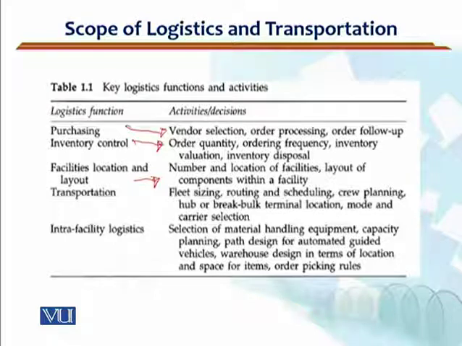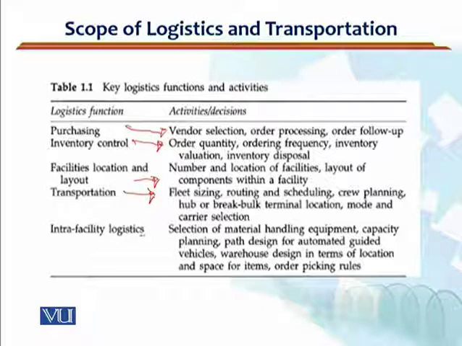Another important aspect is transportation. The decisions normally taken are fleet sizing, routing and scheduling, crew planning, and hub or break bulk terminal locations. If you can recall, terminals would be like your warehouse, but the storage here is not for a longer period of time; you do not store your inventory at the break bulk terminals. Then mode of transportation and carrier selection.